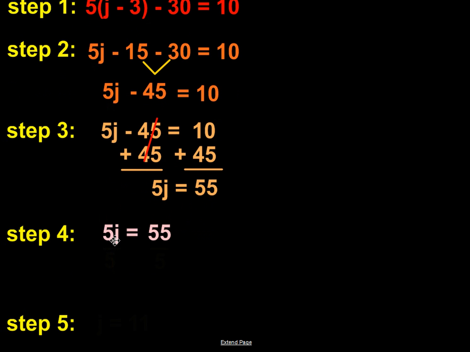To remove the 5 from the j, I need to divide by 5, and that cancels out both 5's. Whatever I do to one side of the equation, I have to do to the other. So it's going to leave me with j equaling 11.